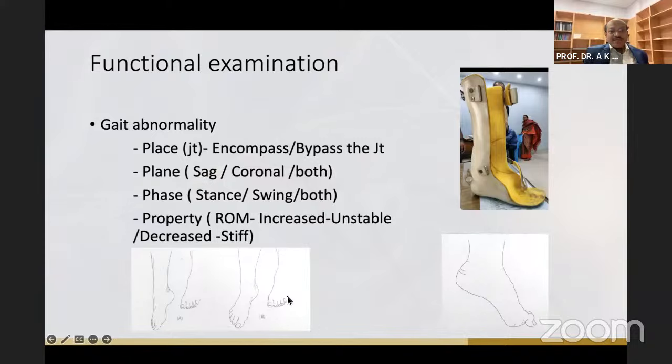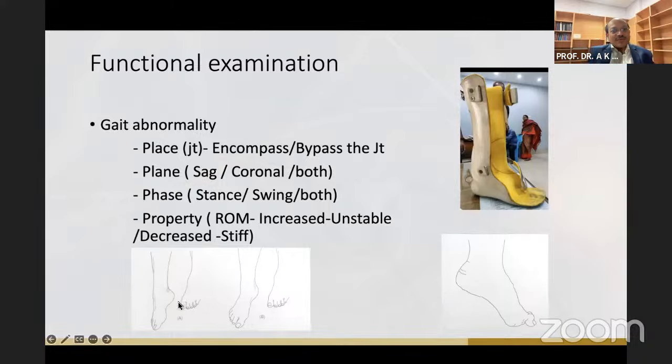Suppose this is the case. I have given the example. So which joint is abnormal? See, this is a plantar flexion, so the ankle joint is involved. Now, suppose this is the swing phase. If the ankle joint is involved, the next question is which orthosis is required? We have to choose that orthosis which crosses the ankle joint, that means at least an ankle foot orthosis. So that is the answer.